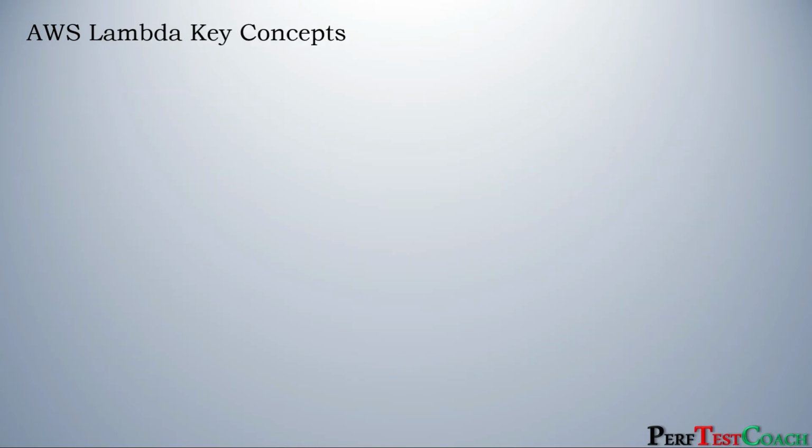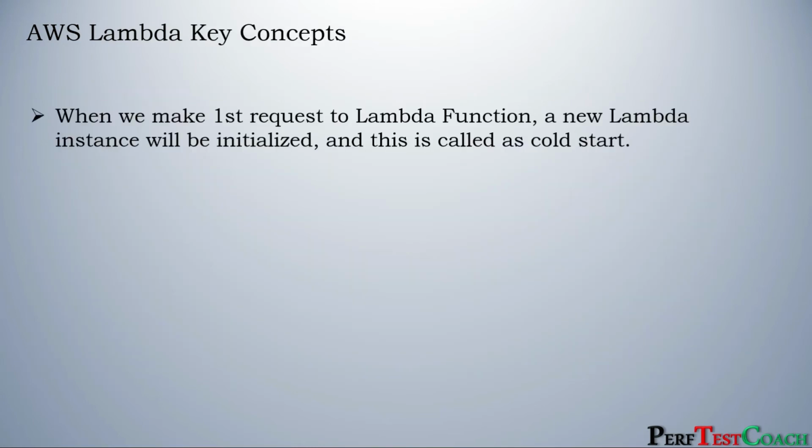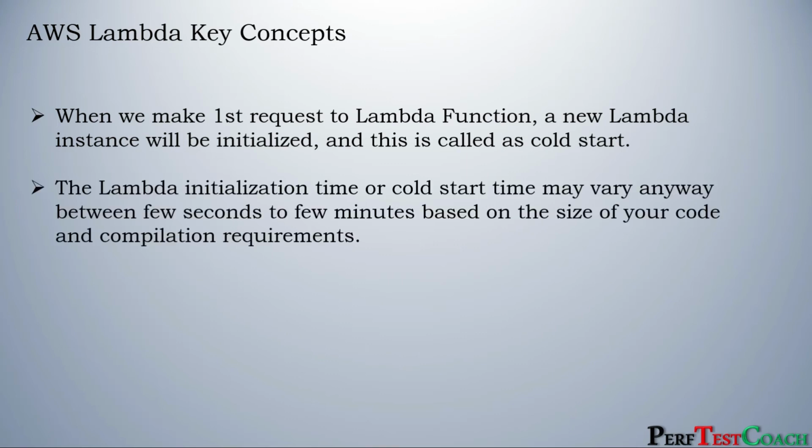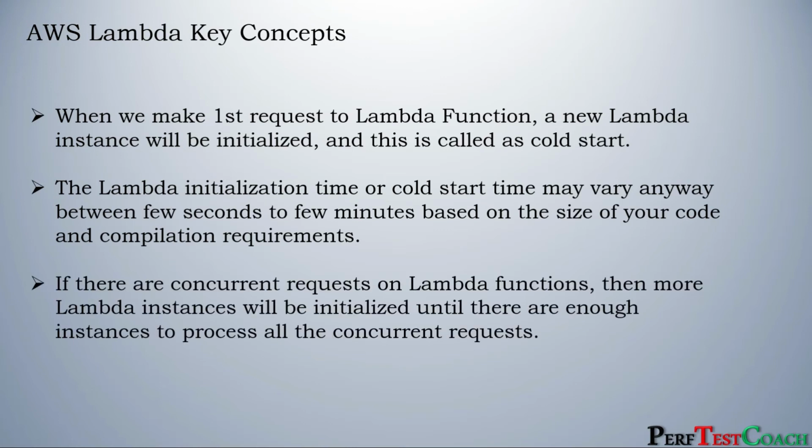Let us go through the key concepts of AWS Lambda. When we make the first request to an AWS Lambda function, a new Lambda instance will be initialized and this is called a cold start. The Lambda initialization time or cold start time may vary anywhere between a few seconds to a few minutes based on the size of your code and compilation requirements. If there are concurrent requests on Lambda functions, then more Lambda instances will be initialized until there are enough instances to process all the concurrent requests.